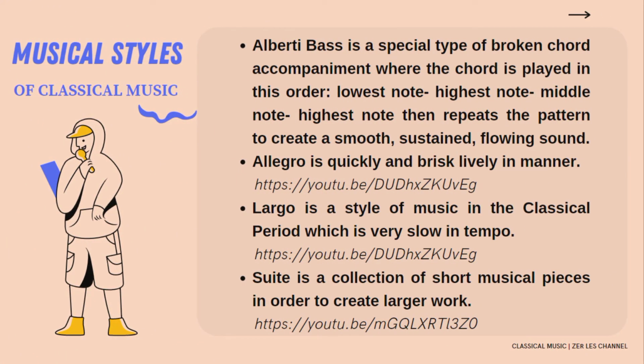These are the musical styles of classical music. First, Alberti bass. Alberti bass is a special type of broken chord accompaniment where the chord is played in this order: lowest note to highest note to middle note to highest note, then repeats the pattern to create a smooth, sustained, flowing sound. Second one is Allegro, which is quickly and brisk, lively in manner.